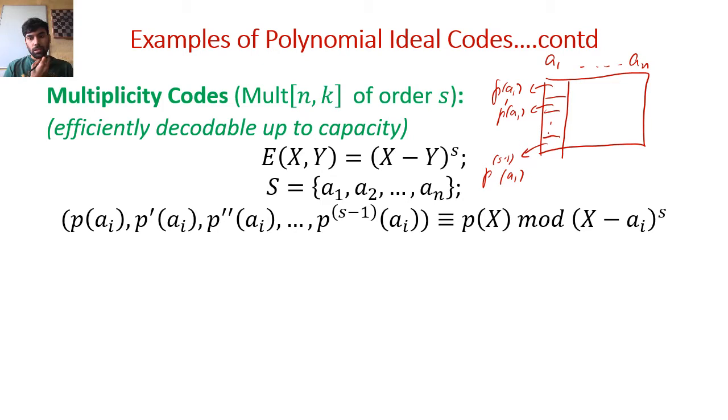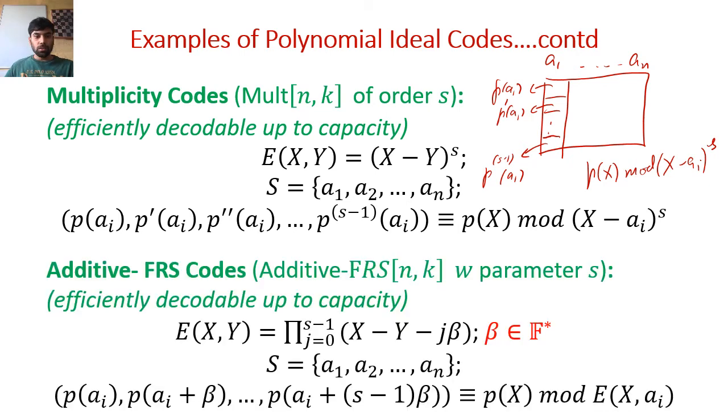And just by a simple Taylor expansion around a_i, we will realize that specifying all the s minus 1 derivatives along with the evaluation of the polynomial is the same as specifying the remainder of p(x) when divided by (x minus a_i) to the power s. Hence, multiplicity codes are also polynomial ideal codes.